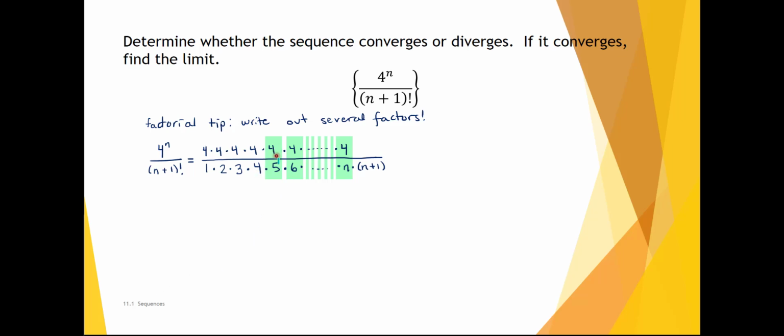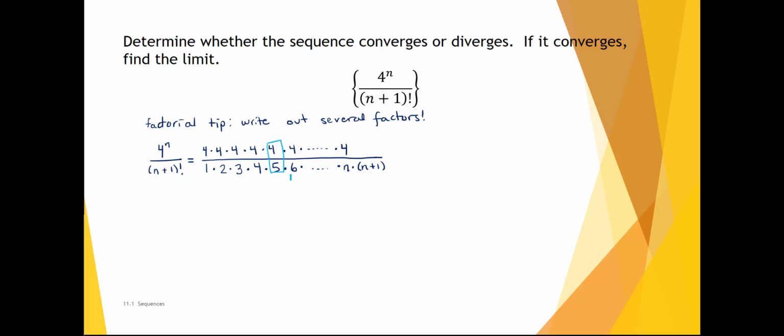If we compare 4 and 5, the bottom is larger. If we compare 4 and 6, the bottom is larger. The next factors would be 4 and 7, the bottom is larger. All the way up to 4 and n, where n is larger. So we can come up with an inequality for these.